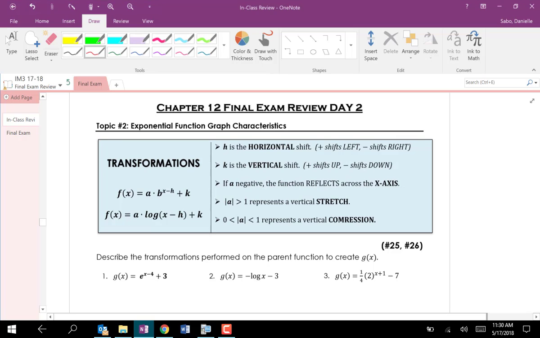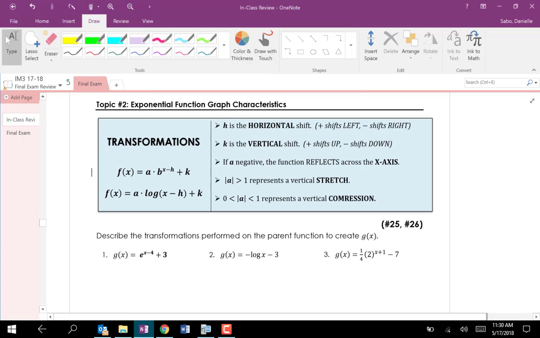Okay, I gave you this chart. The chart lays out everything. There are two different types of functions that we worked with. We worked with exponential, which is what we talked about yesterday, and we worked with this log function called log. We worked with both of them, but we worked more with the exponential form.